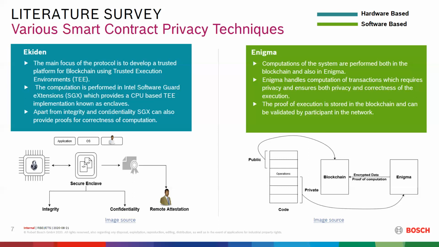The proof of execution is stored in the blockchain and can be validated by participants in the network. The diagram below shows that the public data is handled by the blockchain and the private data is handled by Enigma, and the encrypted data along with the proof of computation is stored within the blockchain, which can be validated by any member in the network.